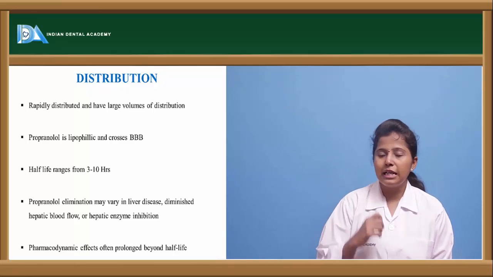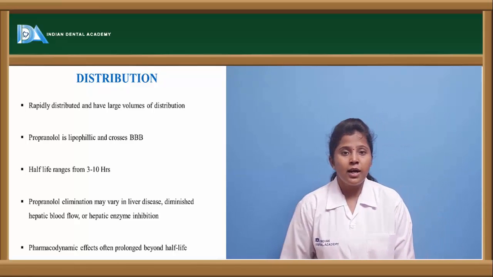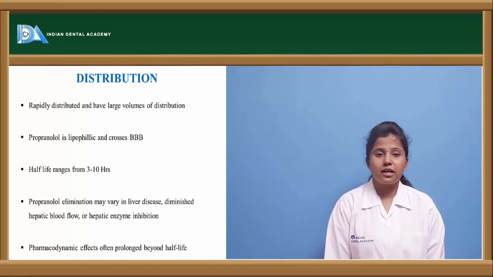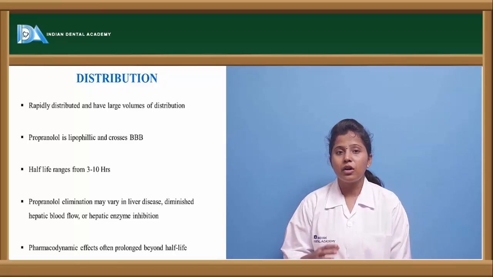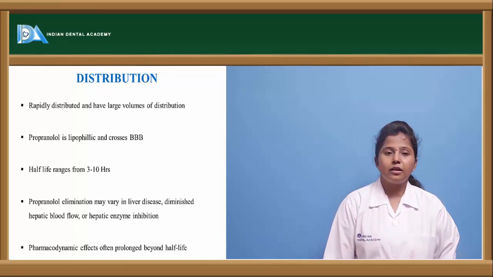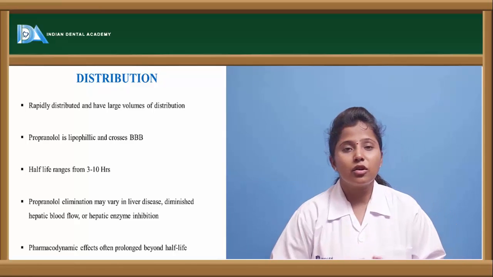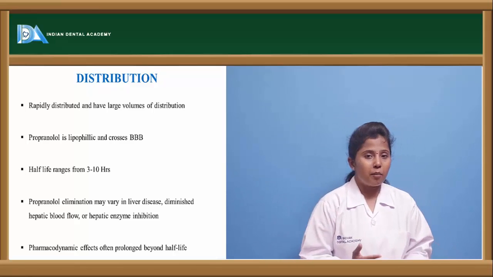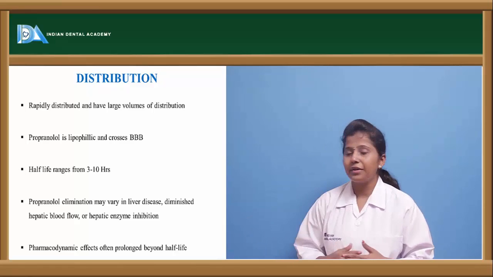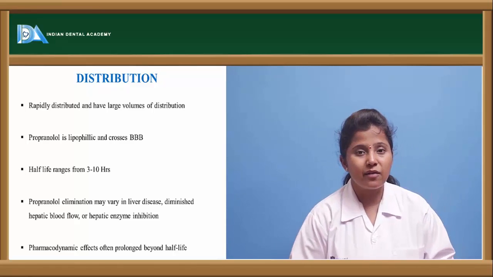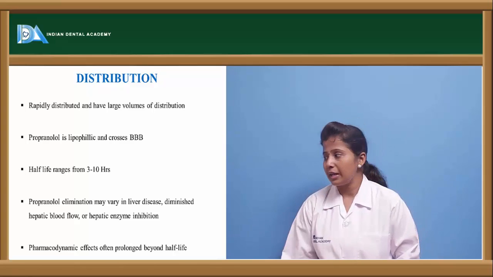And propranolol is lipophilic in nature. As this drug is lipophilic, and any drug which is lipophilic can cross the blood-brain barrier, it has a half-life of about 3 to 10 hours. The elimination of propranolol can be altered based on the condition of the liver. If the liver is proper, then the drug elimination will be proper. If there are any liver diseases, or any disturbances in the hepatic flow or in the hepatic enzyme inhibition, then the excretion of propranolol can be altered.